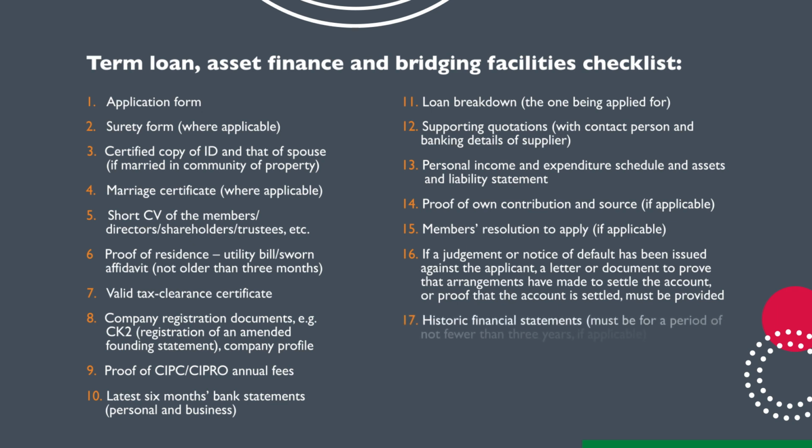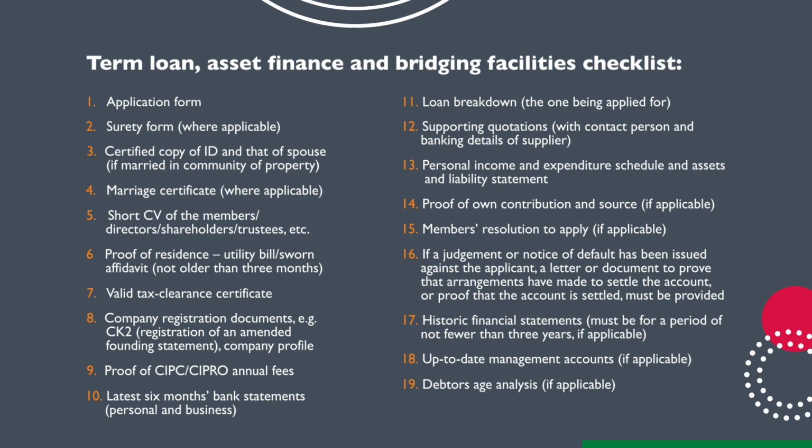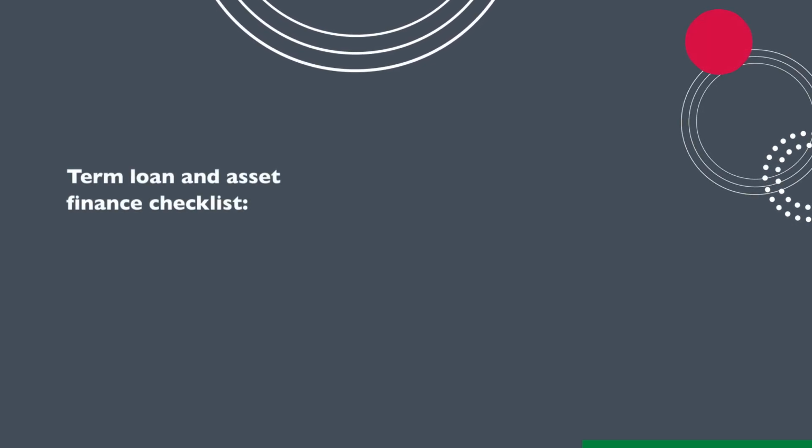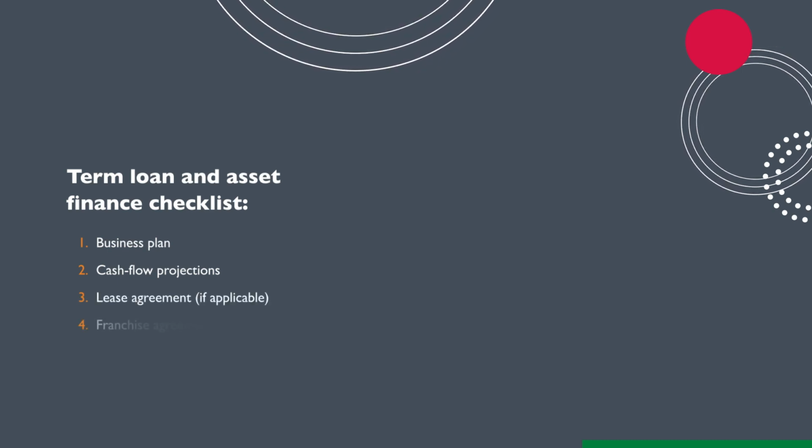17, historic financial statements must be for a period of not fewer than 3 years, if applicable. 18, up-to-date management accounts, if applicable. 19, debtors' age analysis, if applicable. 20, creditors' age analysis, if applicable. Term loans and asset finance checklist. Number 1, business plan. Number 2, cash flow projections. Number 3, lease agreement, if applicable. Number 4, franchise agreement, if applicable.